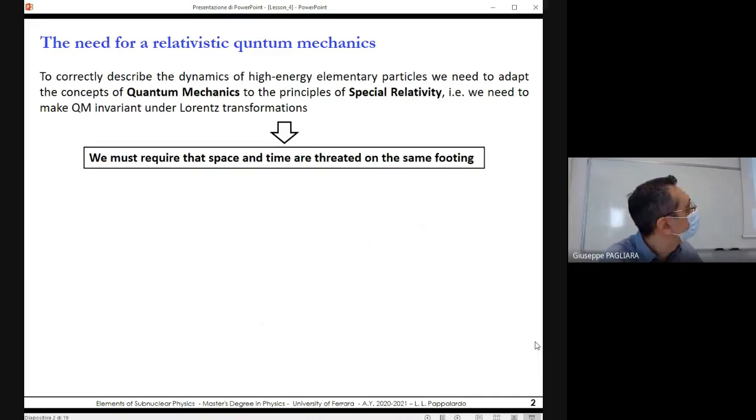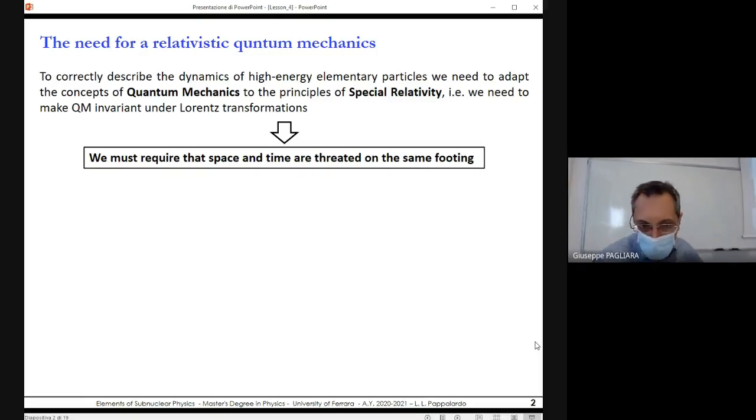So to correctly describe the dynamics of high-energy elementary particles, we need to adapt the concepts of quantum mechanics, of course, but now to the principle of special relativity. So we need to make quantum mechanics invariant under Lorentz transformations, in other words. And this corresponds essentially to requiring that space and time are treated on the same footing.